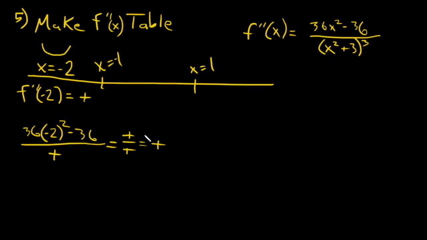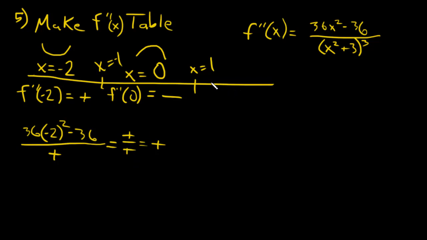Okay? So now that I've got that, I can move on to the next value, a value between -1 and 1. We're going to use x equals 0, definitely. So f double prime of 0. Well, if I plug a 0 in right here, this term disappears. I'm left with -36 over something that's positive. Negative over positive is negative, which means it is going to be concave down.